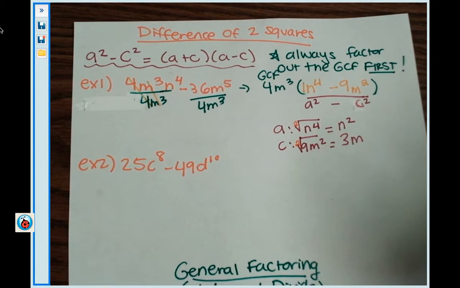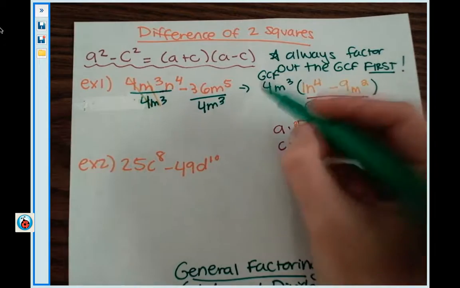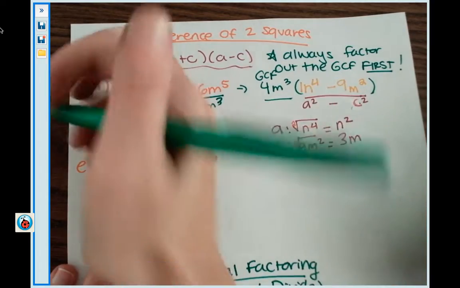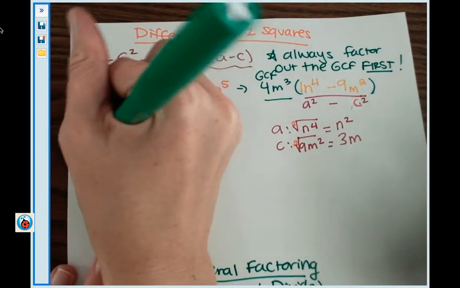Okay, you guys, and my final answer. We always start with the GCF, so do not forget about the GCF. Everyone always forgets about the GCF, and that's our bestie, and we cannot forget about our bestie. So my GCF is 4m to the third, so this is my answer.